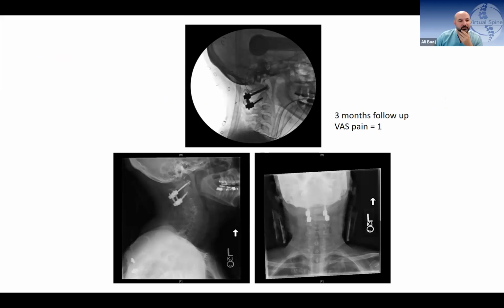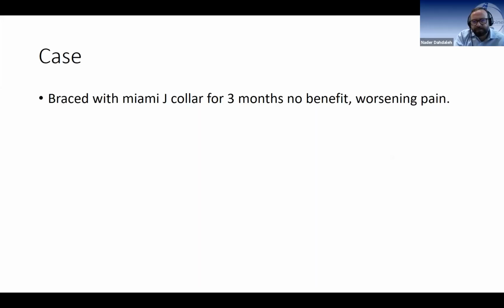Nader, can I ask you something before you talk about the fusion? Again, this is getting a little bit off topic, but I think this is such an important point about C1, C2. So I'm going to give you 3 scenarios, and I don't know the answer to this. I'd love for Jonathan, Wendy, Mike, and others to address this. First, an elderly patient with rheumatoid arthritis, dynamic instability, neck pain. Probably want to intervene or fuse her.